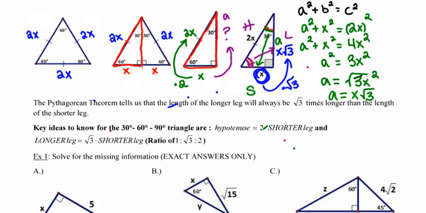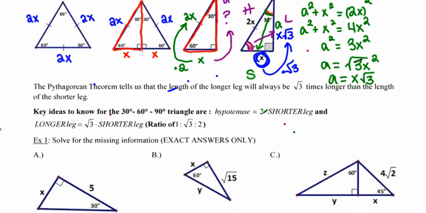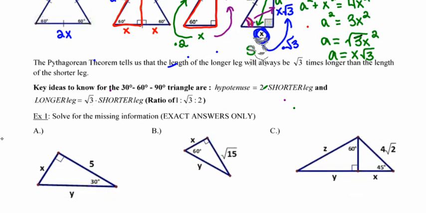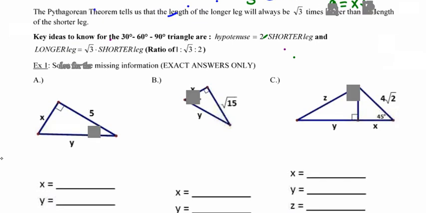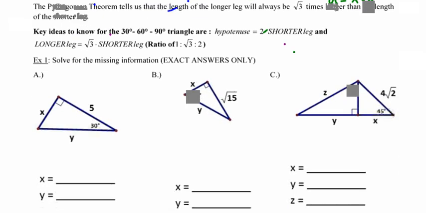So the key ideas or relationships that you need to be aware of for this 30, 60, 90 right triangle are that number one, the hypotenuse is always double the length of the shorter leg. And number two, the length of the longer leg is always root 3 times the length of the shorter leg. Or in other words, I like to say these three sides are in the ratio 1 to square root of 3 to 2.